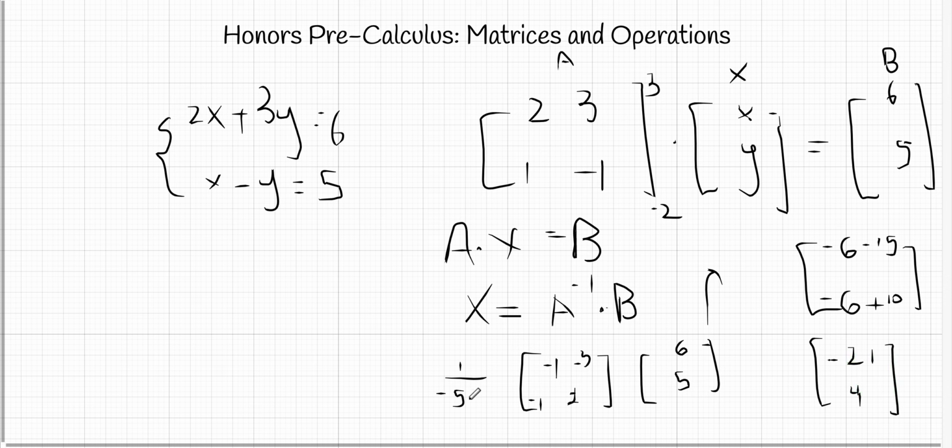And when you multiply it by 1 over negative 5, it would become 21 over 5. The negatives cancel off. And this was 4, so it'll become negative 4 over 5. And you can simplify to decimals as well. But that's what your x and y value would be.